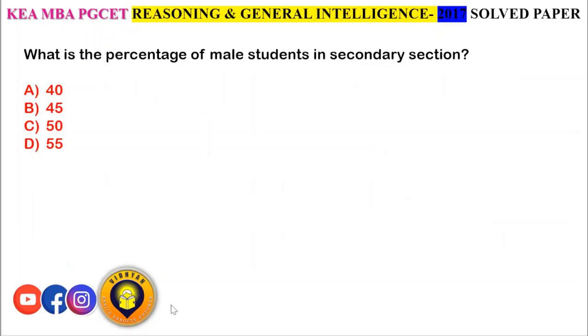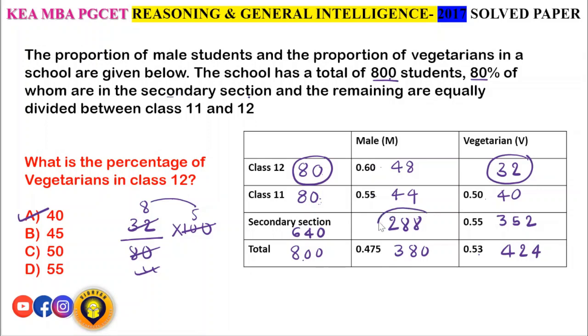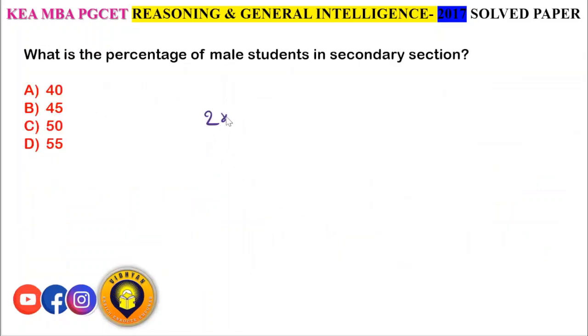Second one: what is the percentage of male students in secondary section? Male students in secondary section are 288. Total students in secondary are 640. So that is going to be 288 by 640 into 100. The 00 gets cancelled. Then let us divide by 16. 16 fours are 64, and 16 ones are 16. Then the remainder is 128. 16 8s are 128. So 18 times. Then 2 9s are 18, 2 5s are 10. So 9 5s are 45. Okay. So that is 45%.